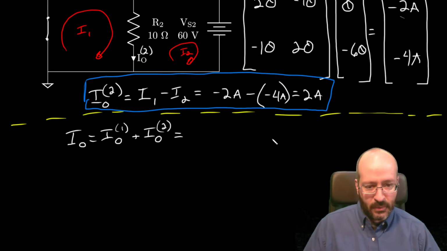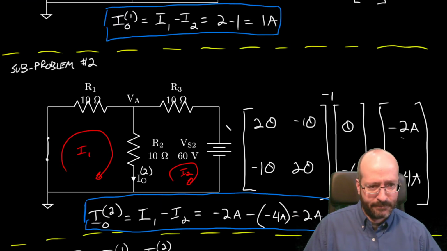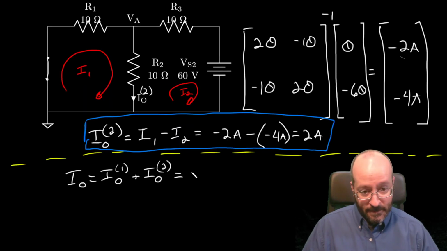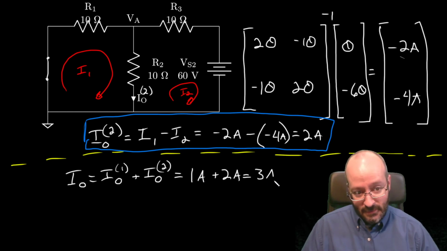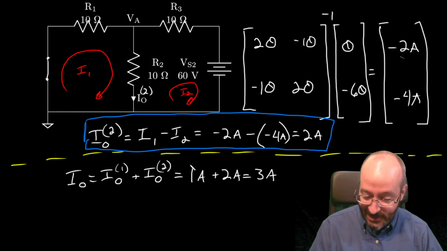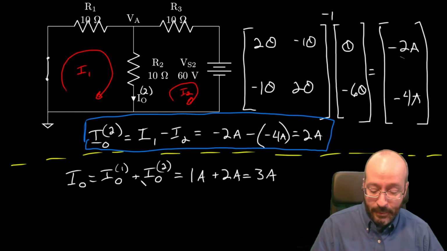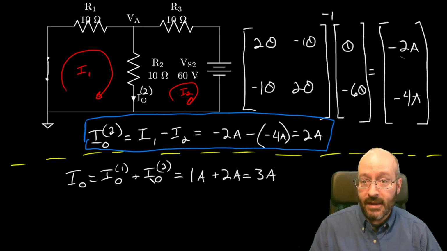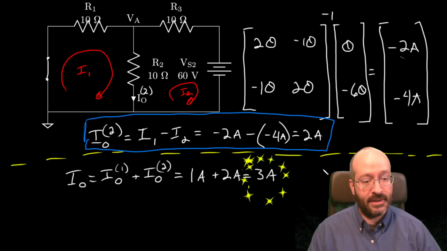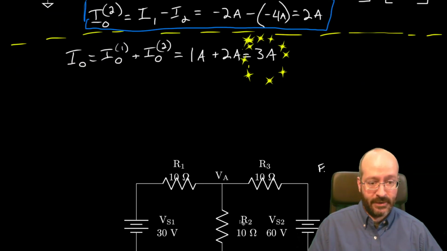Okay, so I think we had 1 amp for the first one. I got to scroll up. Yep, 1 amp plus 2 amps equals 3 amps. Okay, took us a little while to get there, but this is superposition. We break it up by the sources, and then we add them together. We got to do the analysis of the individual pieces. For fun, because we can do it, right?